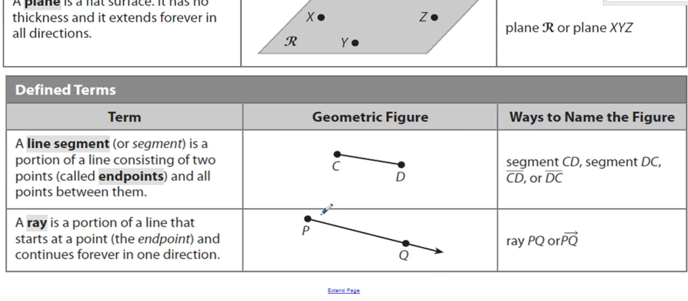The P has to be first because it's the endpoint, and the arrow always points to the right, no matter what direction the ray was drawn in the diagram. When you write it, you always put the endpoint first, and the arrow always points to the right.